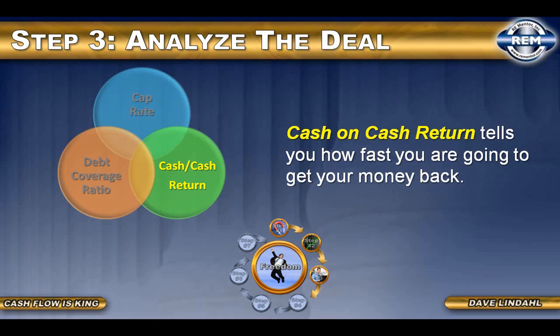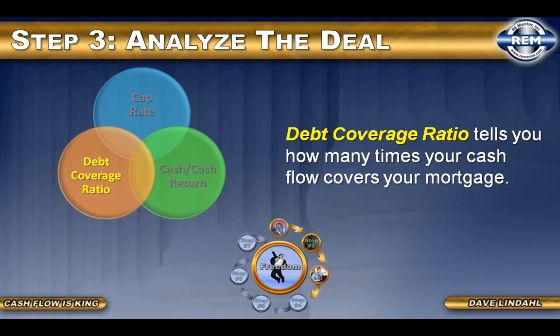So who's really concerned about this? Our investors, the people that are actually giving us the money to do the deals. The investors want to know how fast they're getting their money back, so they want to know about cash-on-cash return. And then we have the debt coverage ratio. The debt coverage ratio tells you how many times your cash flow covers your mortgage.